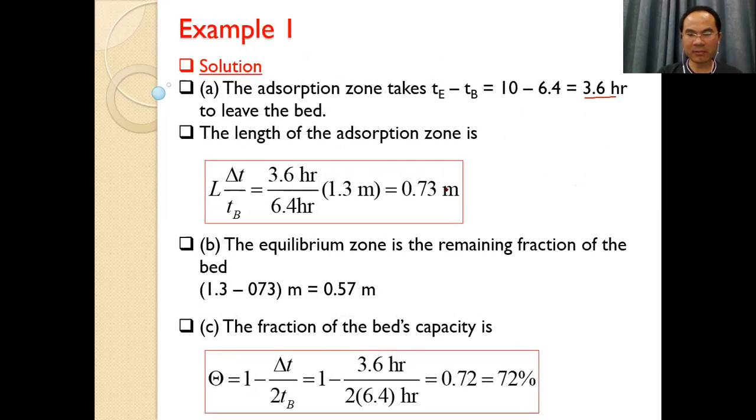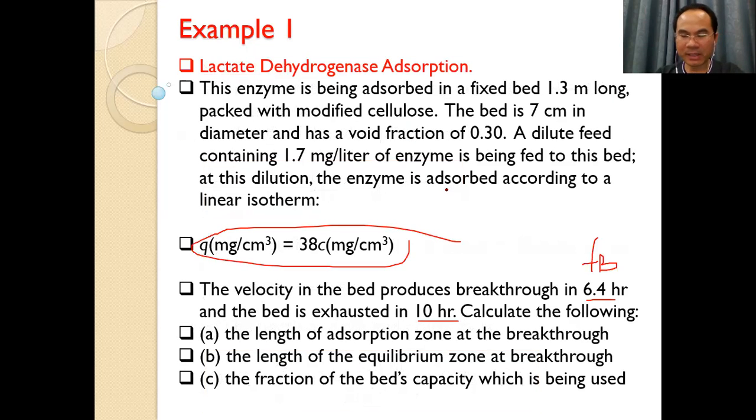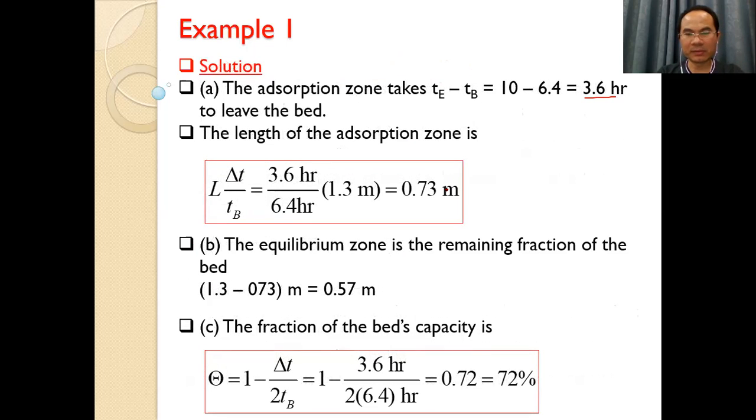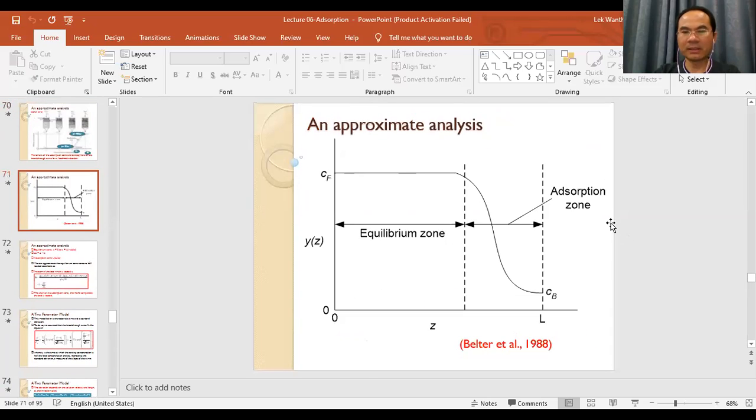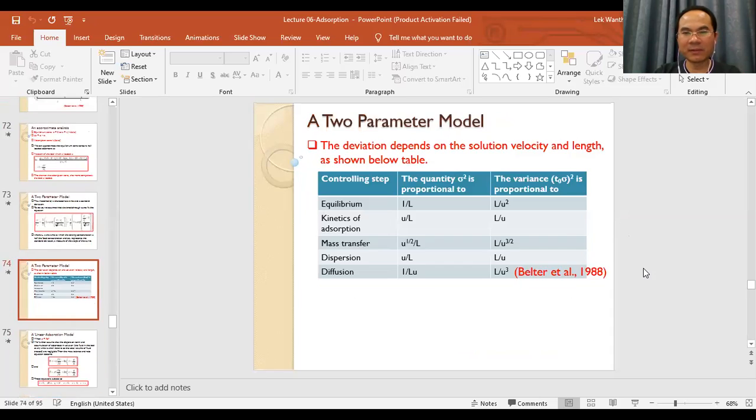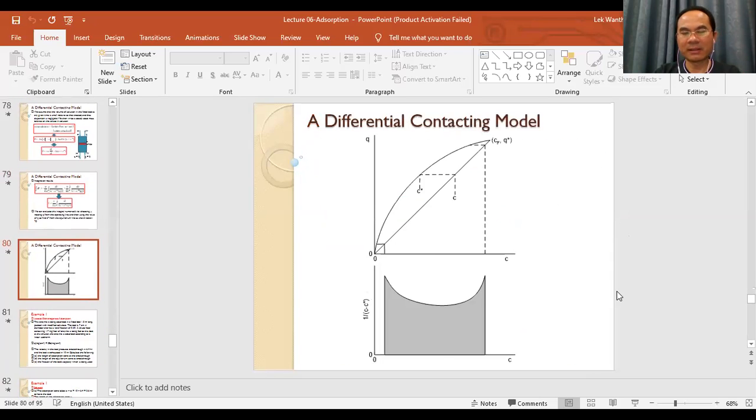And the second question, calculate the equilibrium zone at the breakthrough. Equilibrium zone at the breakthrough is the remaining zone. We talked already that we have two zones in the curve. We calculated the adsorption zone already, and the remaining zone is the equilibrium zone. That means L minus adsorption zone gives the equilibrium zone. We know the adsorption zone from the first question, 0.73.